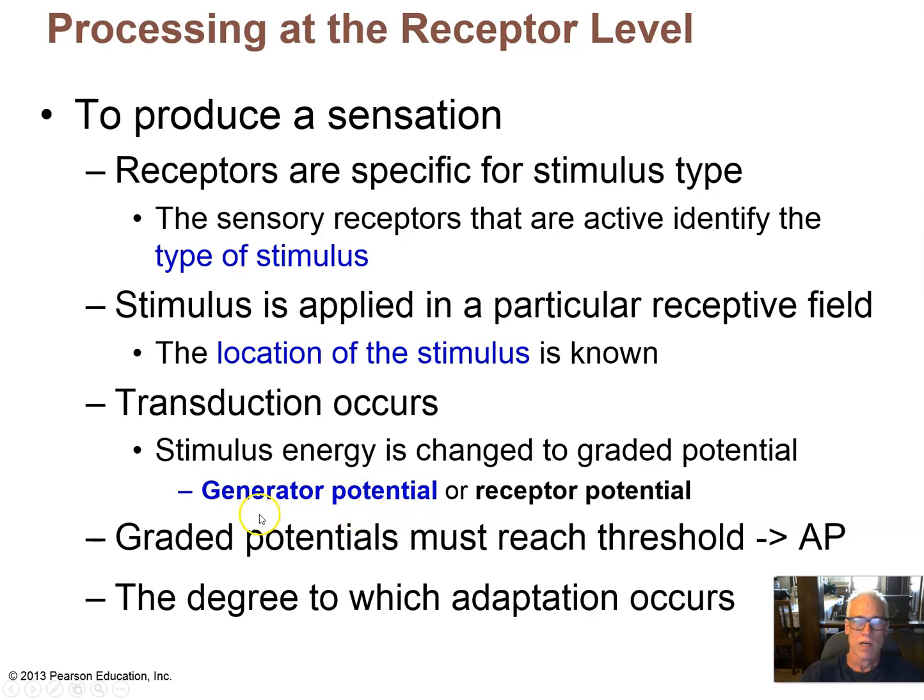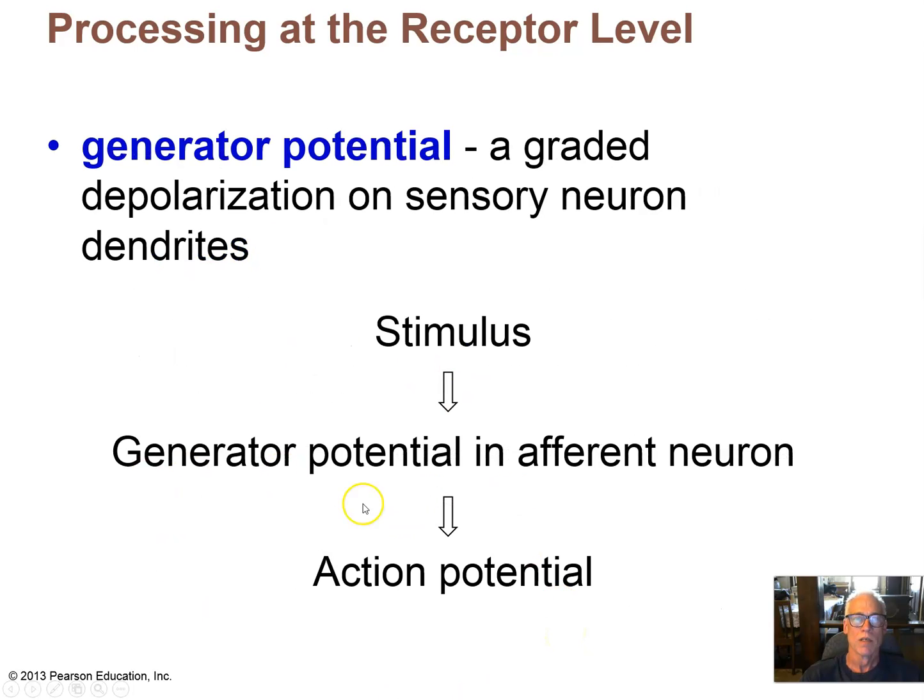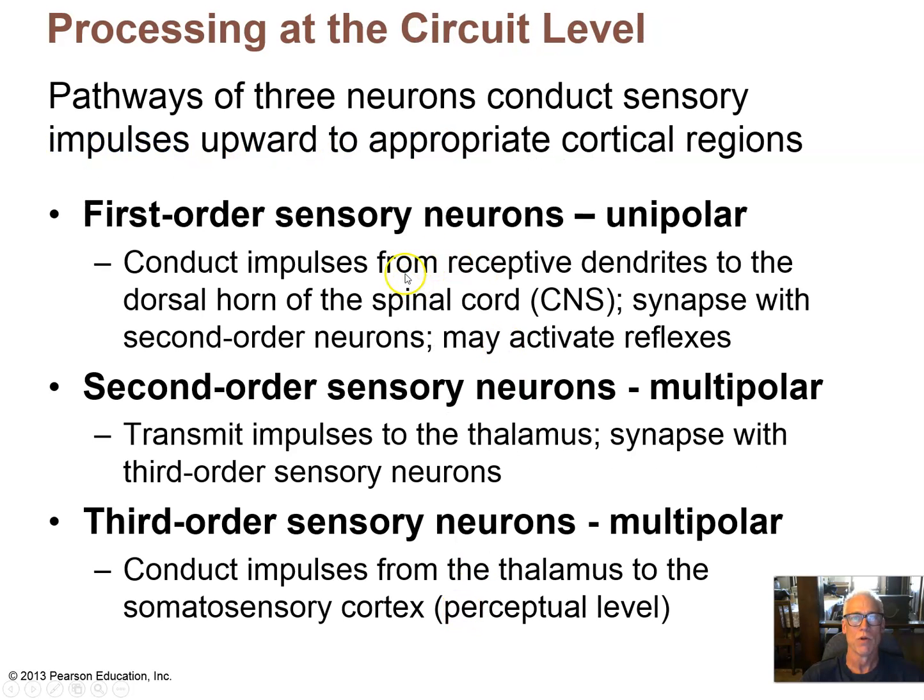on any neuron. So if it reaches threshold, we'll have an action potential, or typically a series of action potentials, and the larger the stimulus, the higher the frequency of action potentials. Also, certain receptors are fast adapting and some aren't, and just the degree of adaptation tells us something about the location and type of stimulus that we're responding to. So again, a generator potential is just a graded depolarization on a sensory neuron, and if it reaches threshold, we'll have action potentials, usually more than one, traveling down the axon of that unipolar neuron.